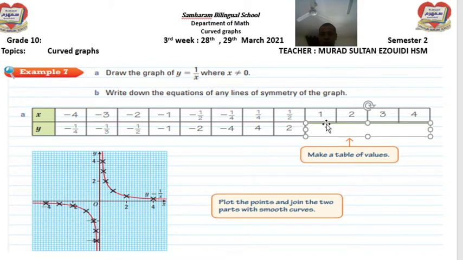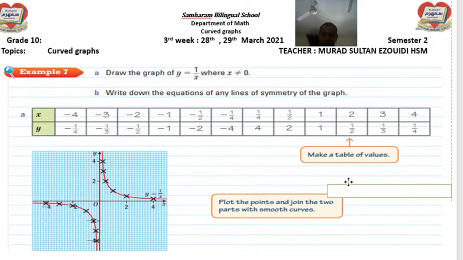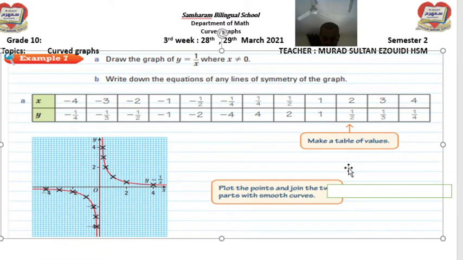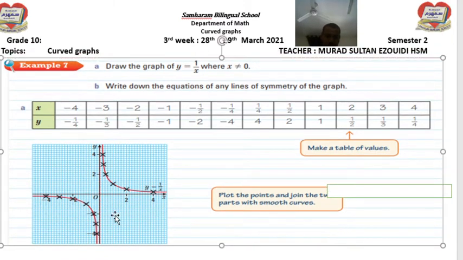Clear? Now we just plot these points, my learners. When x equals negative 4, y equals negative 1 over 4. This is negative 4, this is negative 1 over 4. Then negative 3, negative 1 over 3. Then negative 2, negative 1 over 2. Negative 1, negative 1. And then negative 1 over 2, it will be negative 2, and so on.